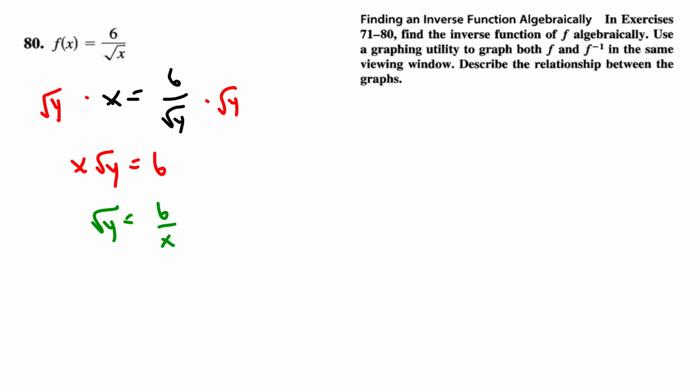Hey, that looks better. How do I undo square rooting? I square. Remember, if I'm squaring this, I'm squaring everything, which means that this is my inverse function, okay? And indeed, if you graph both of these, there will be reflections over the line y equals x.